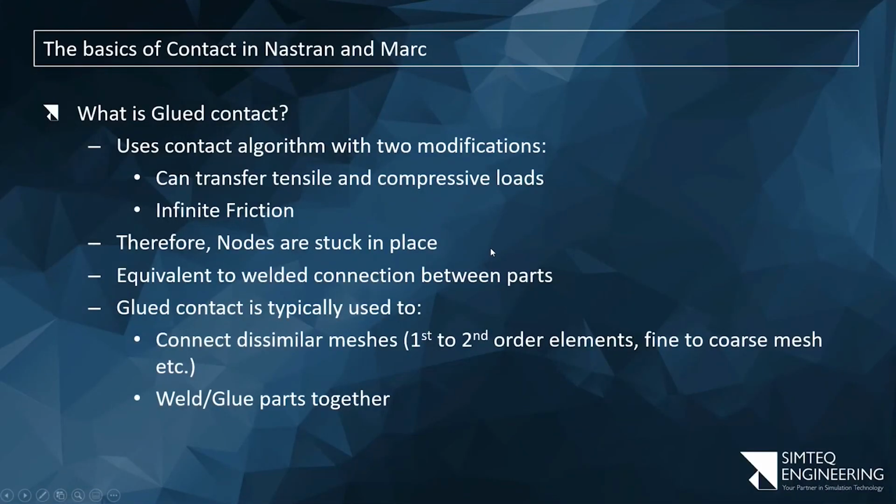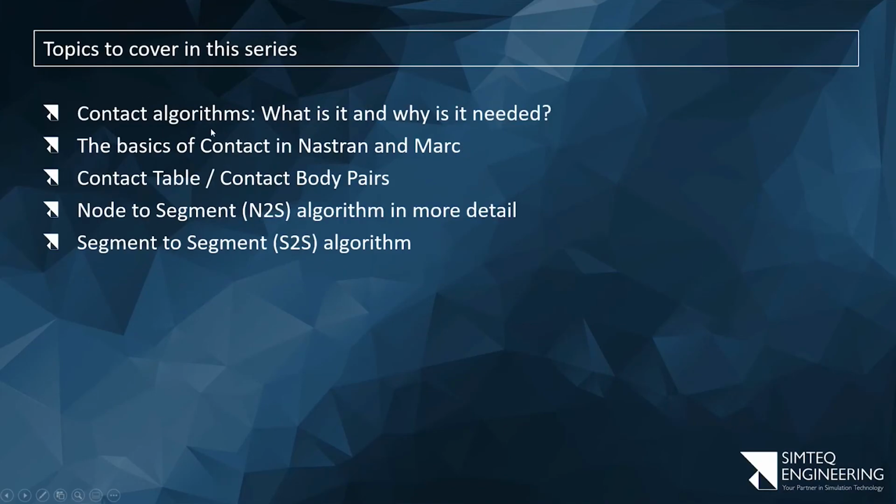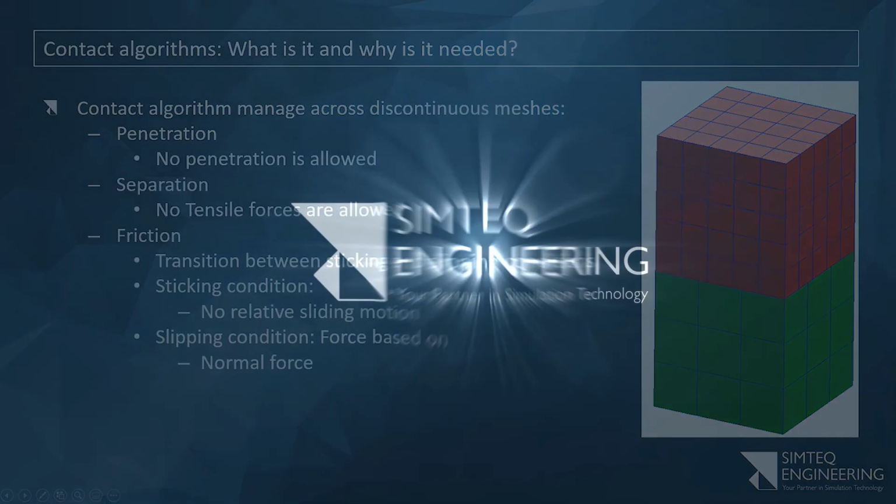Just to recap, if I go to the beginning, we spent some time on the contact algorithms, in other words, why we need them, the ability to connect dissimilar meshes. Then we spent time on contact body pairs, the different types you get, some setting changes, the distance tolerances and bias, and then the last was what changes during an example contact analysis.